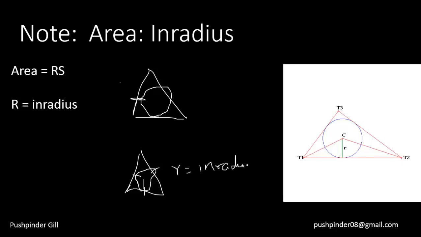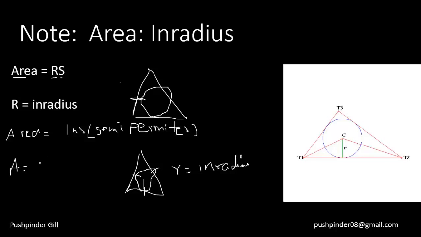Alright, so the radius of that circle would be known as the inradius, and the area of the triangle would be inradius times the semi-perimeter. I'm going to repeat it again. The area of the whole triangle would be the inradius times the semi-perimeter. I suppose you know how to calculate the semi-perimeter. In the previous slide we just did that. Semi-perimeter is nothing but the sum of all the sides divided by 2. So I can say that the area is the inradius times the sum of all the sides divided by 2.